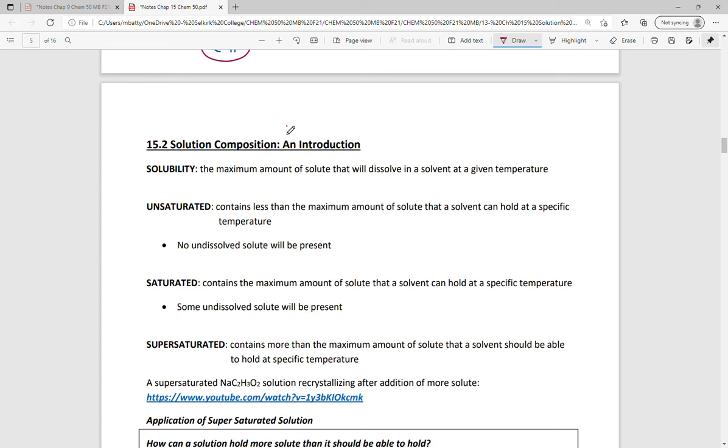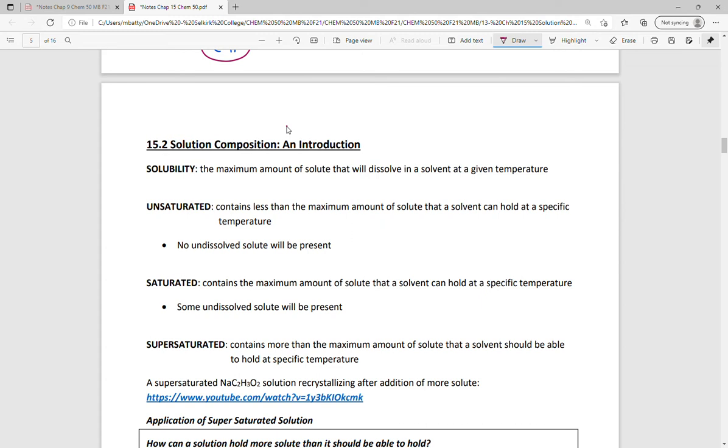So talking a little bit more about solutions, before we get into some calculations, we've got a few more words to describe solutions. So solutions we could talk about in terms of how concentrated or dilute they are. We could talk about them in terms of if they are saturated, unsaturated, or supersaturated.